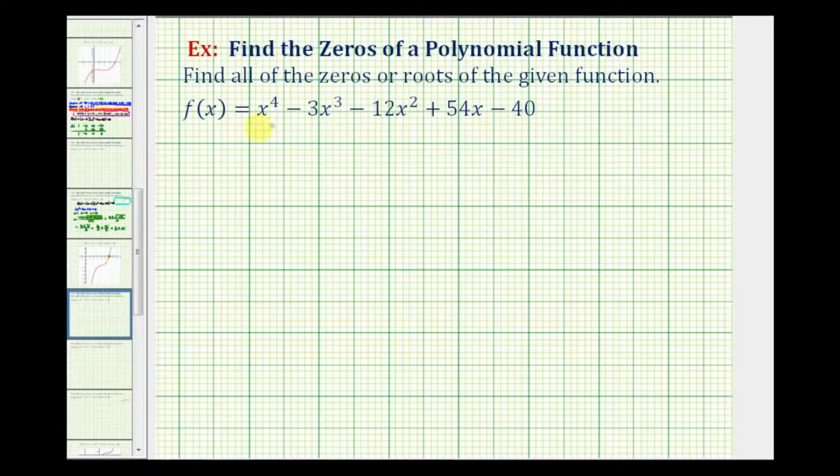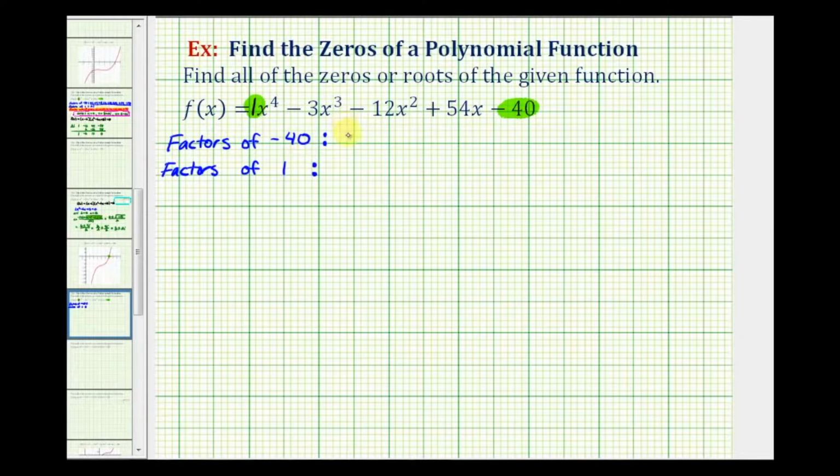Well, the possible rational zeros will be the ratio of the factors of the constant term, in this case negative 40, to the factors of the leading coefficient, which in this case is just positive 1. So we're going to start by listing the factors of negative 40, the factors of positive 1, and then we'll find the possible ratios formed using these factors. The factors are going to be the integers that divide evenly into, in this case, negative 40 and positive 1.